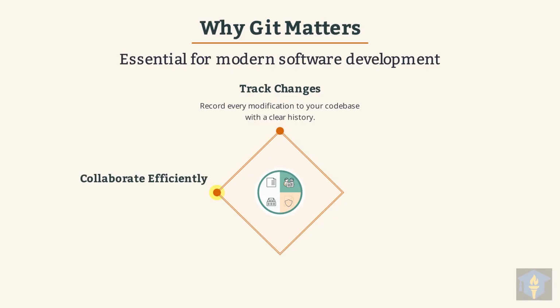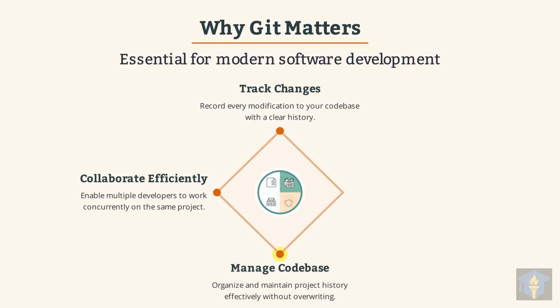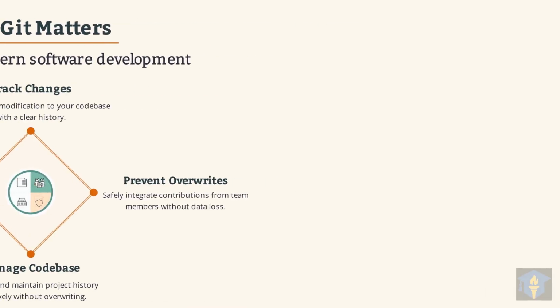Next, Git allows teams to collaborate efficiently on their projects. This enables multiple developers to work concurrently on the very same project without conflicts or issues. Furthermore, Git is excellent for effectively managing your entire codebase. It helps you organize and maintain a complete project history, ensuring no work is ever lost or overwritten. Finally, Git plays a crucial role in preventing overwrites, protecting your team's work. You can safely integrate contributions from different team members, ensuring no data loss during merges.